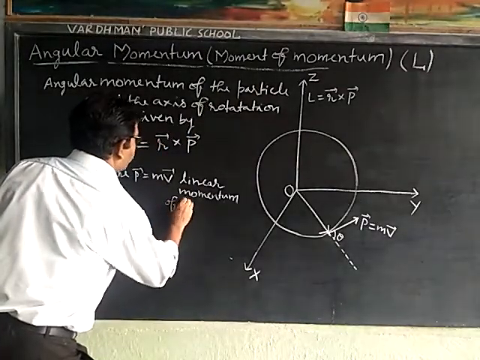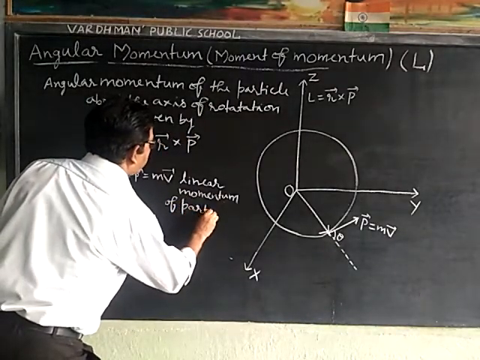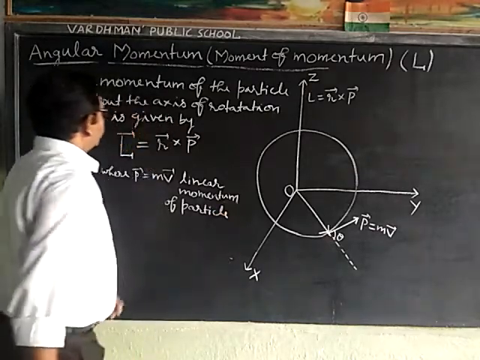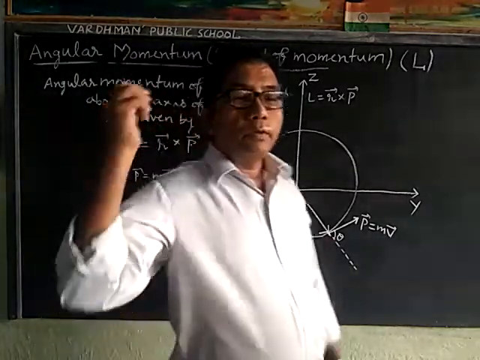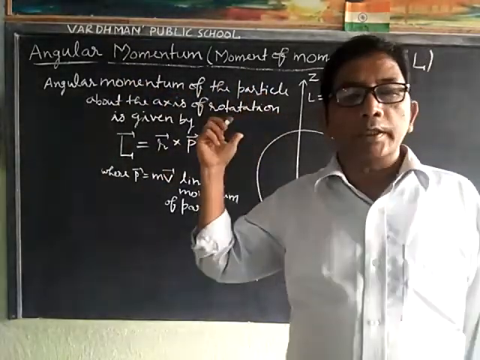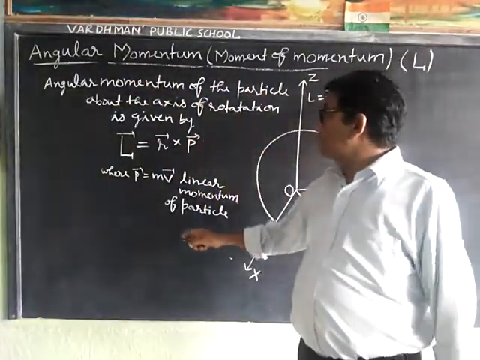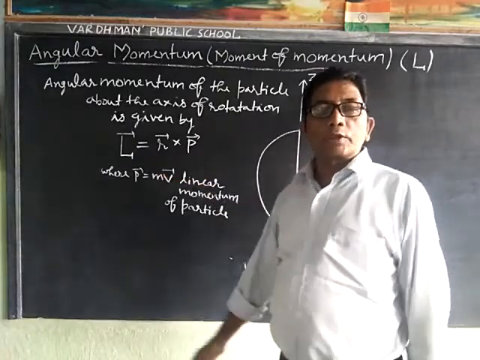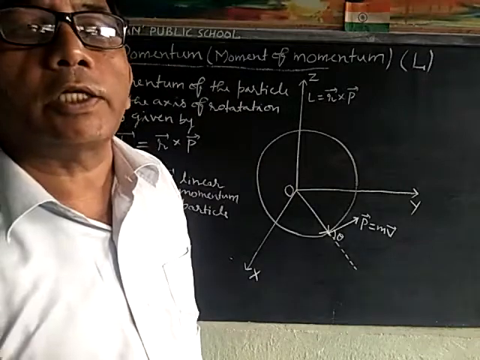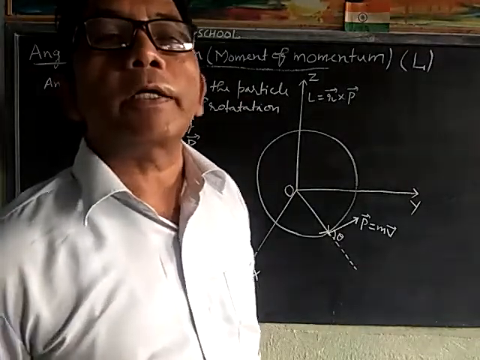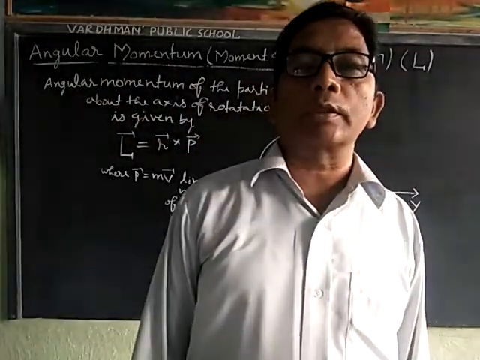Now we know what p is. P is the linear momentum of the particle, and r is the position vector of the particle from the axis of rotation.